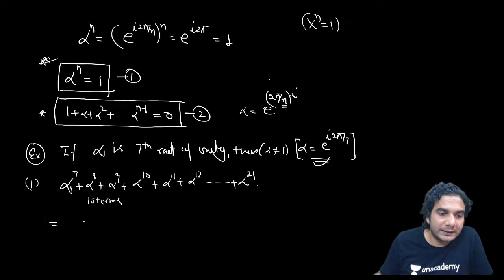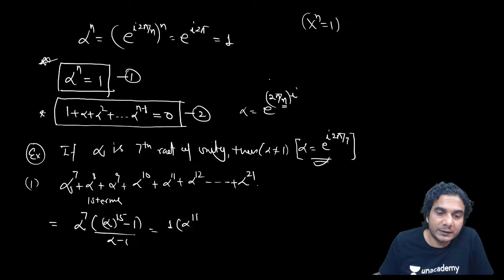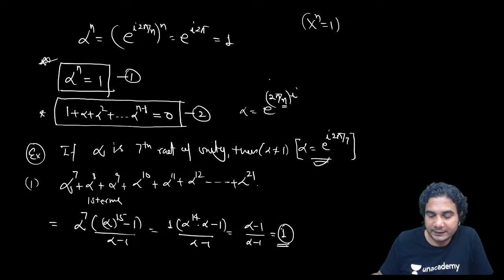So sum of this is basically first term, which is alpha raised to 7, into common ratio, that is alpha raised to 15 minus 1 divided by alpha minus 1. Okay, so this alpha raised to 7 is basically 1. Alpha raised to 15 will be alpha raised to 14, which is 1, into alpha minus 1 divided by alpha minus 1. So finally it is going to be alpha minus 1 upon alpha minus 1, and you can write it as 1. All right, so that is going to be the answer.